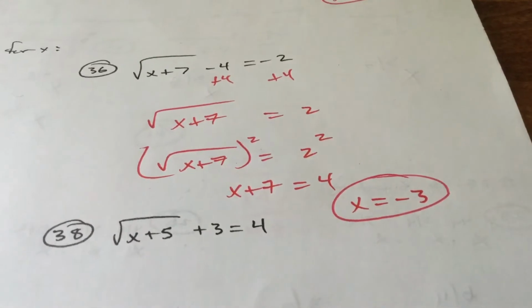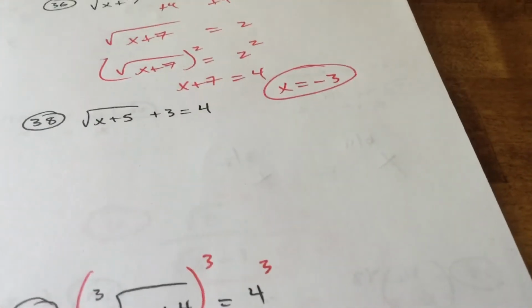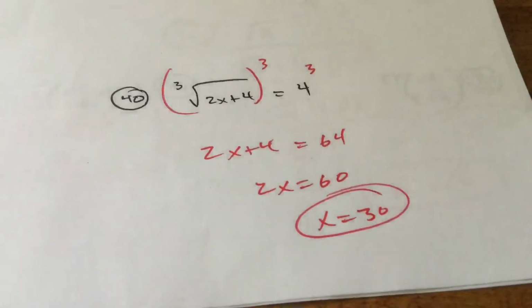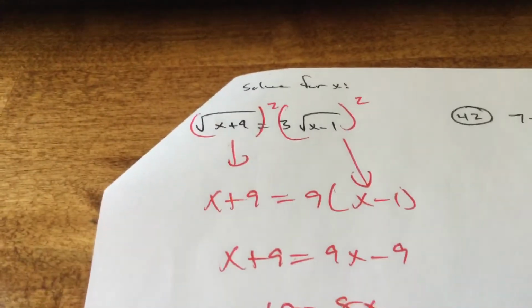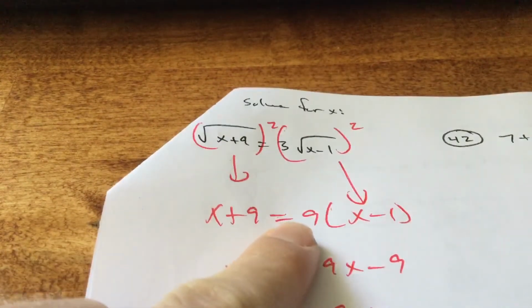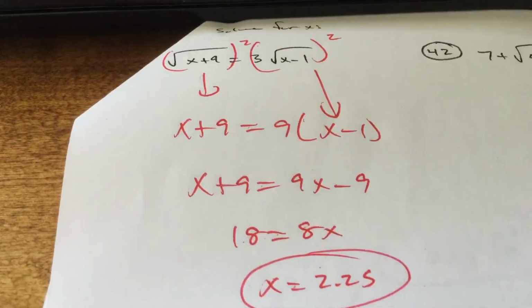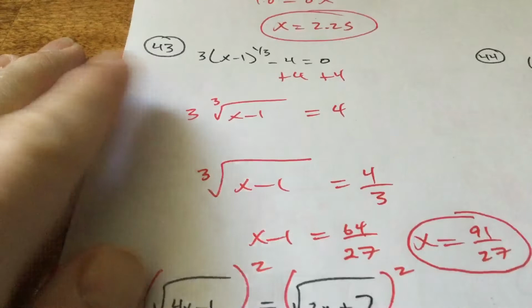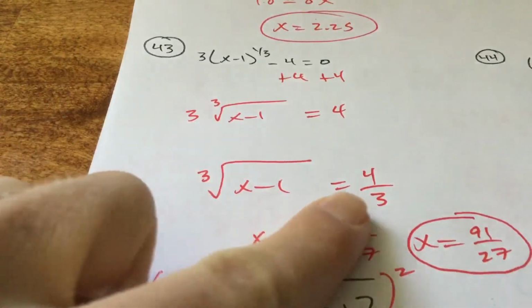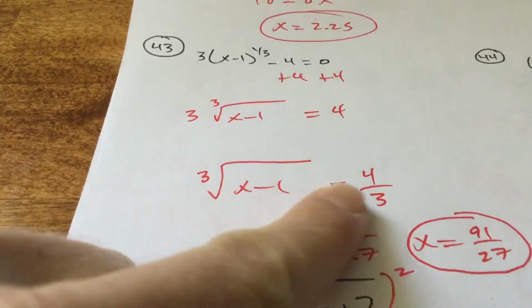Add 4, square both sides. Cube both sides. Subtract 4, divide by 2. Square both sides. Don't forget you're squaring the 3, so multiply everything by 9 there. Add 4, divide by 3. Yeah, you're going to get 4/3. Then you're going to cube both sides.